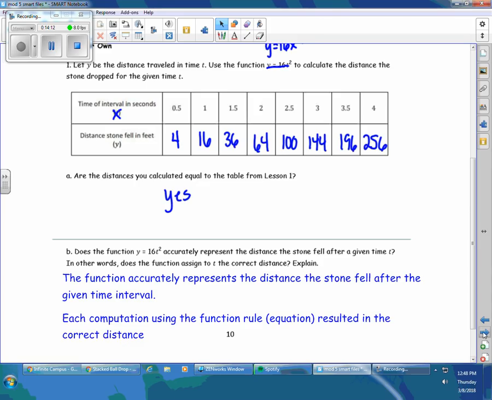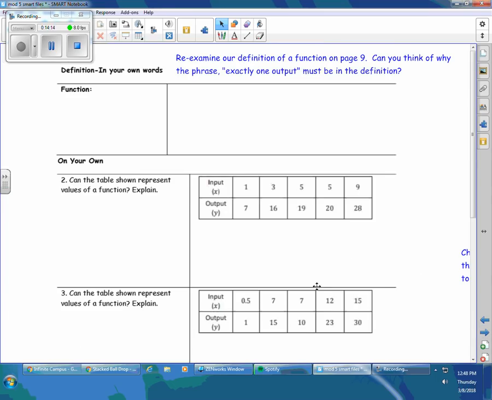So what I'd like you to do is re-examine the definition that I gave you on page 9. And what I'd like you to do is think about the phrase "exactly one output." Why is that necessary to have in the definition? It absolutely is. The definition of a function must have that each input has exactly one output, but can you think of why? And what I would like you to do is go ahead and put it in your own words right in here. If you have to pause the video, by all means do that.